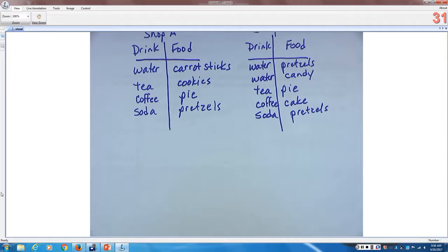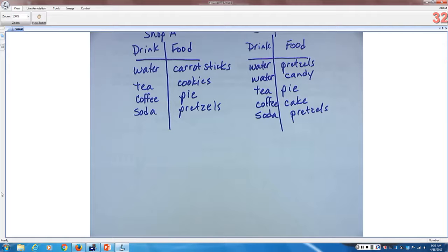The first one is a function, because if I go in and order water, what are they going to give me? If I go in and order a soda, what are they going to give me? What if I go into shop B and I order water? If I order water, I might get pretzels, and then the next person comes in and orders water, might get candy. Now, the rest of them, tea goes with pie, coffee goes with cake, soda goes with pretzels, those are one-to-one. But water is not a one-to-one output.